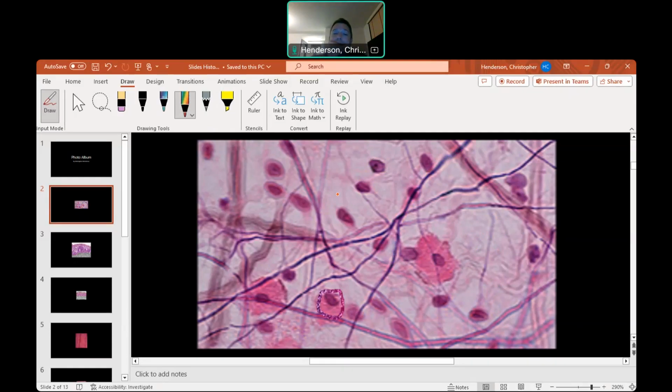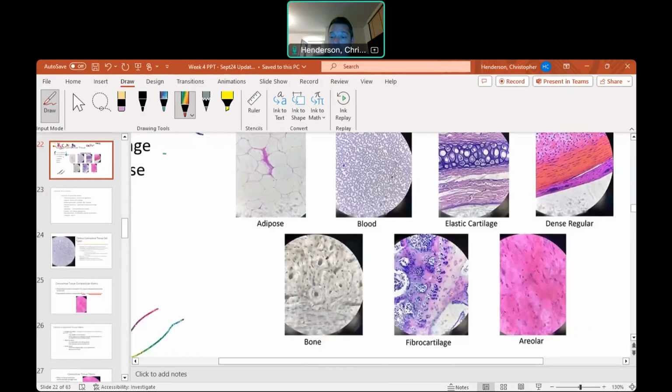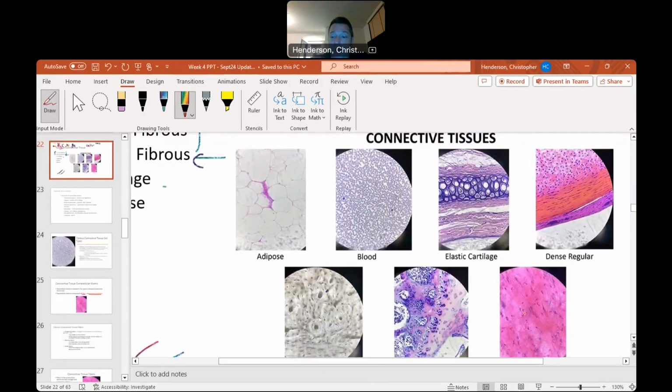So in this case, we see cells and fibers. This took me way longer to learn than I would like to admit, but this has fibers. So this is going to be fibrous connective tissue. So that's what we're looking at. We're looking at fibrous connective tissue. Now, that's called areolar connective tissue.